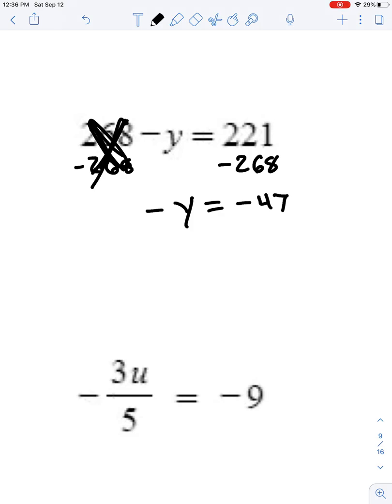Now, the hidden operation is actually in between that negative and the y. I think you would agree that negative y is the same thing as negative 1y, right? So, right now we have a number that's being multiplied by that y. It's a negative 1 times y. So we're going to have to get rid of that negative 1 by dividing it, which is the opposite. Now the negative 1's cancel. Y is actually by itself. And negative 47 divided by negative 1 is positive 47. And now we are done with that.